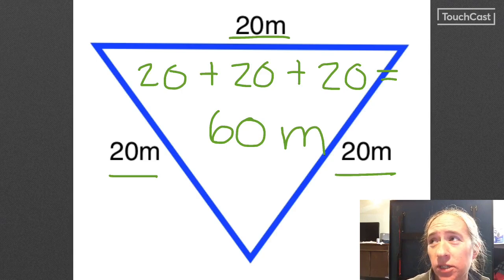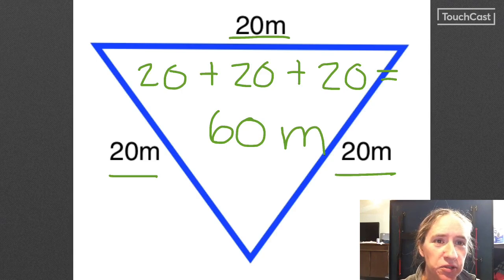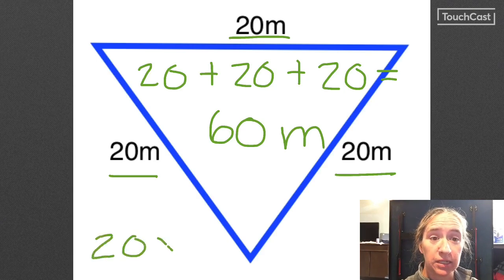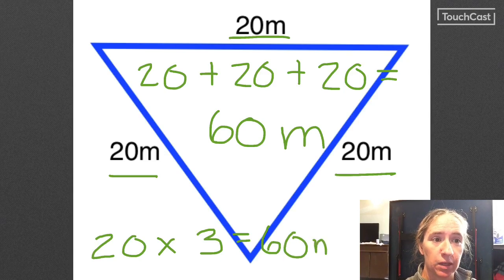Mrs. Brown, could that also be a multiplication sentence? I'm so glad you asked, invisible student. Why, yes, it can. I can write 20 times, how many sides are there? There's 3. 3 sides, which equals 60 meters.